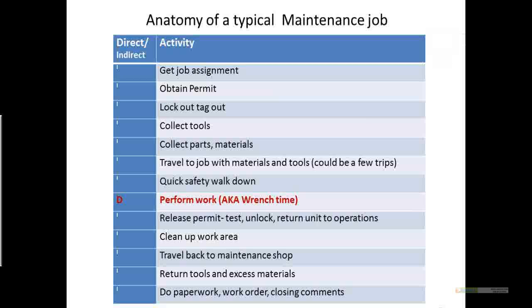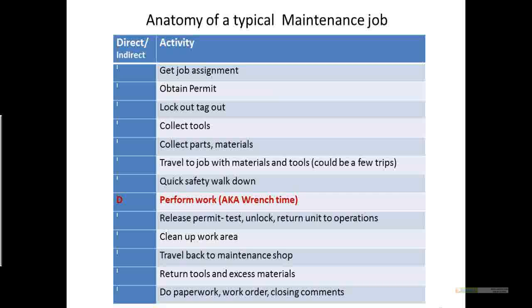When you get to the job, you're supposed to do a quick safety walk down to make sure that there are no hazards that have been introduced since the job was planned. Then we actually do the work, I mean the actual work content. Now you'll notice that's the only one that has a D, meaning it's a direct activity. All the rest of them have I's, meaning they're indirect activities.